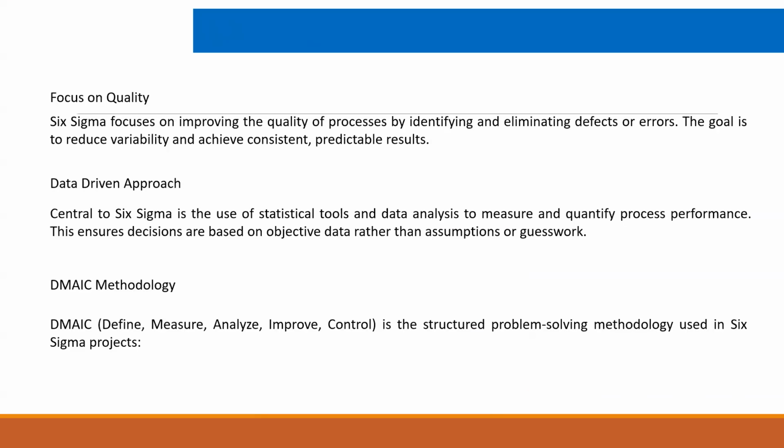So we say focus on quality. Why do we focus on quality? We have discussed; we'll just go through it once. Six Sigma focuses on improving the quality of a process by identifying and eliminating defects or errors from the system. And the goal is to reduce the variability and achieve consistent and predictable results. Predictable results means whatever we have predicted based on our data analysis, we should reach that result.